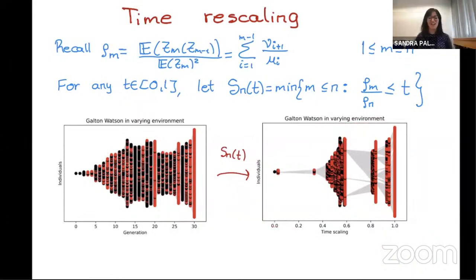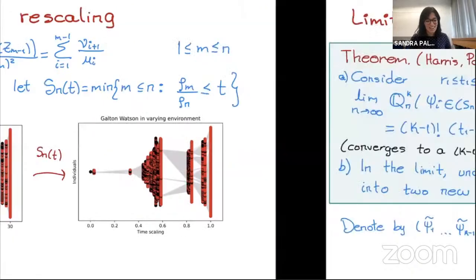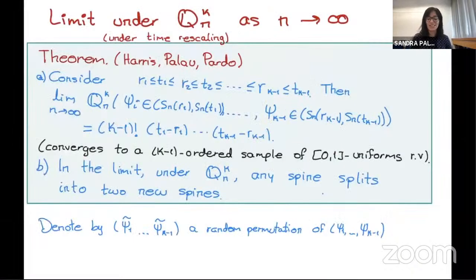Okay, so now that we have the time rescaling, with Juan Carlos and Simon we proved that under the time rescaling, the splitting times C1 up to Ck, here you can see this time scaling, under Qn^(k) converge to a (k-1)-order sample of [0,1] uniform random variables. And moreover, in the limit under Qn^(k), at any splitting time only 2 new spines will appear. Okay, so this is quite nice.